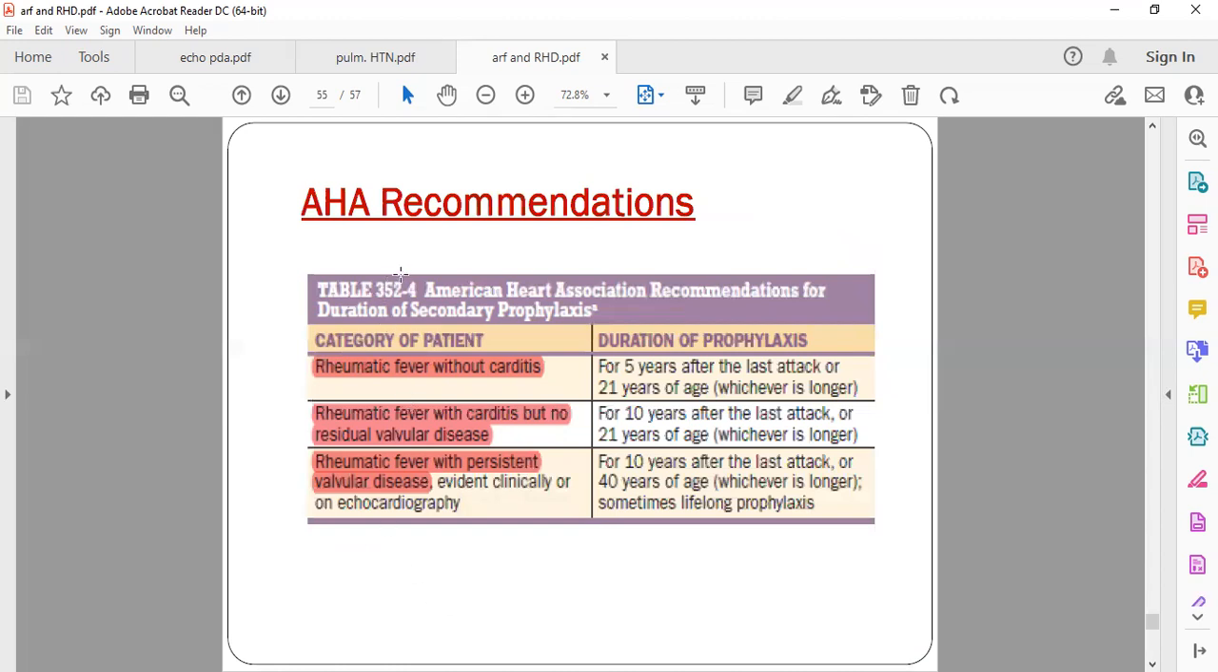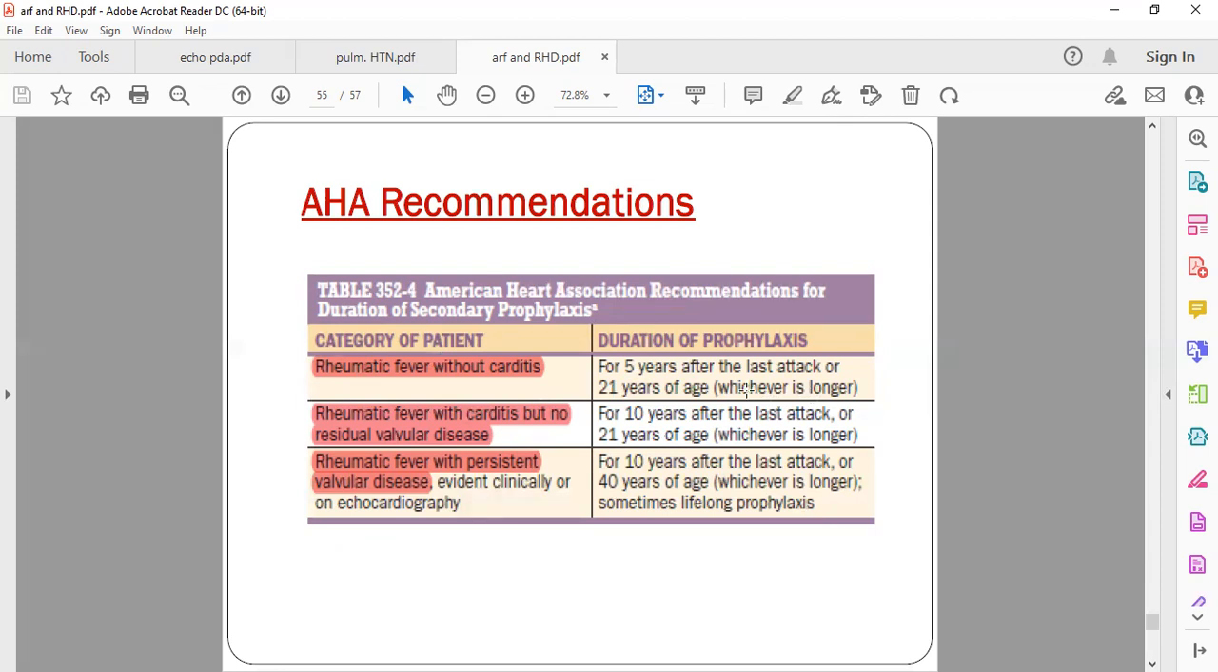The American Heart Association recommendations for how long you should give secondary prophylaxis are as follows. If you have developed rheumatic fever and there is no carditis, no cardiac involvement as such, you should give it for a minimum of 5 years, or till the child reaches the age of 21 years, whichever is longer. Whichever is longer, you should do it.